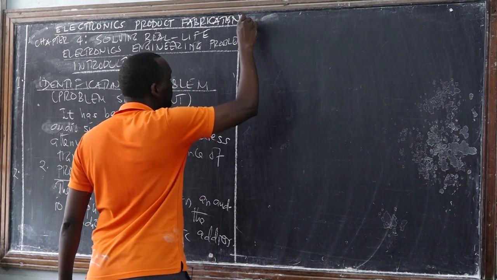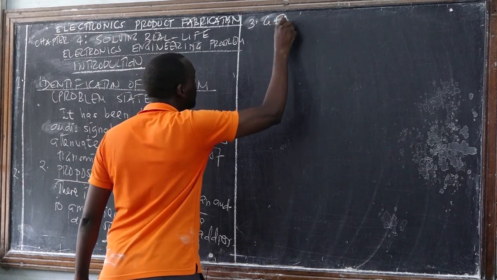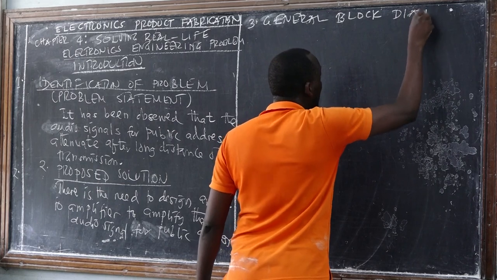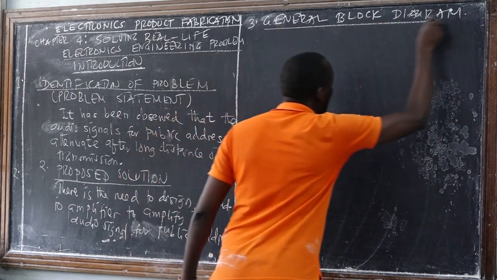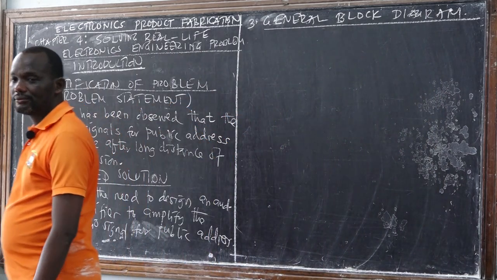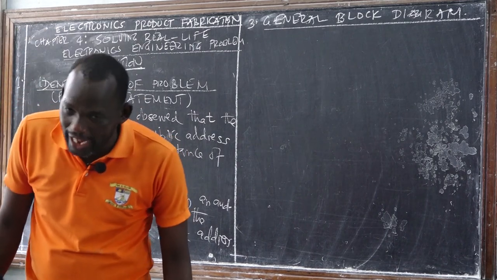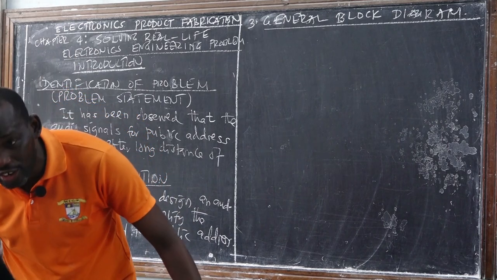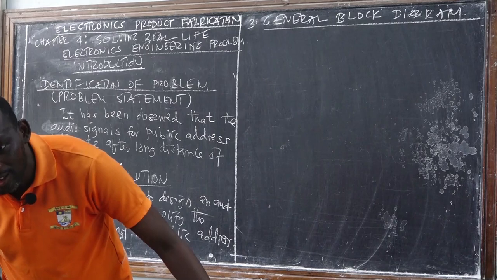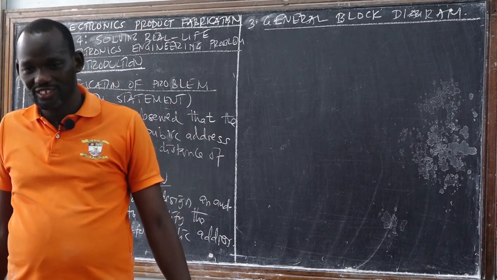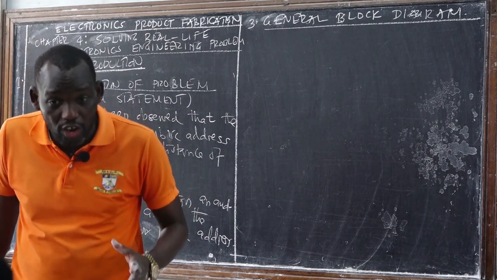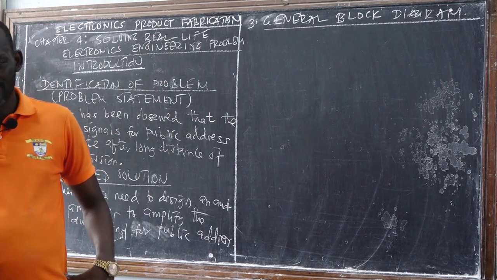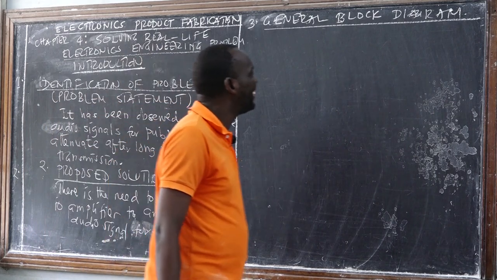Number three is the general block diagram. Ask your neighbor, what is a general block diagram? I have just defined block diagram in general. I did not define the general block, nor the detailed block, and you have never asked me, so I assume that you know. Now let your friend ask you if you really know or not.